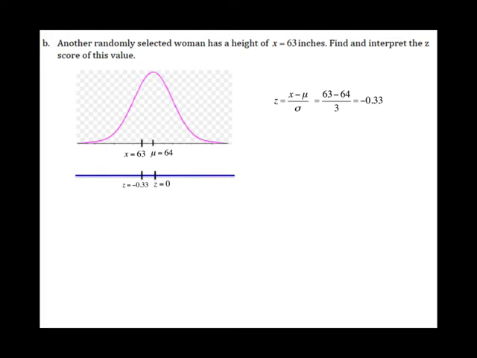Okay, make sure you interpret the z-score here. A height of 63 inches is 0.33 standard deviation below the mean height of 64 inches. Make sure you don't put the negative in here. Negative means below the population mean. So just say 0.33 standard deviation below the mean height of 64 inches.